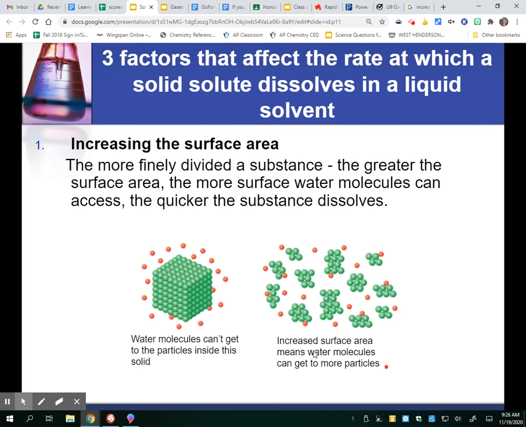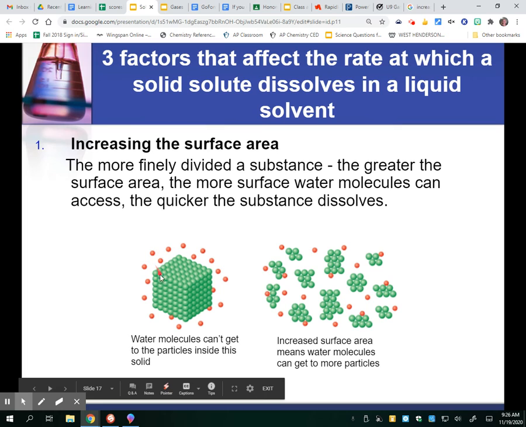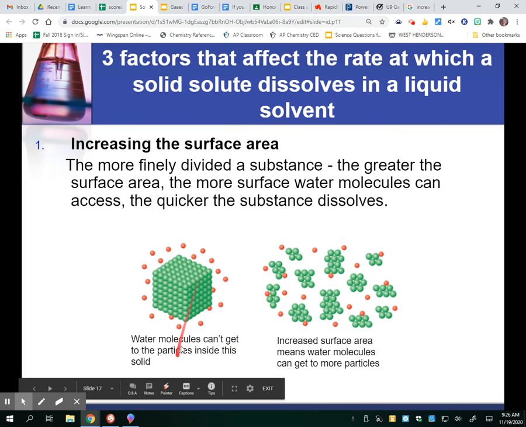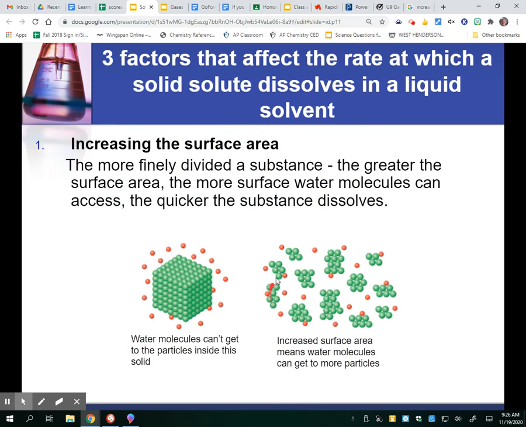Here's a visual for that. So you can see these red water molecules can only get to the ones on the surface. They can't get to the particles that are trapped on the inside until the outer ones are dissolved. So if I smash the solid into tiny little pieces, now the water molecules can access more of the solid and dissolve it.